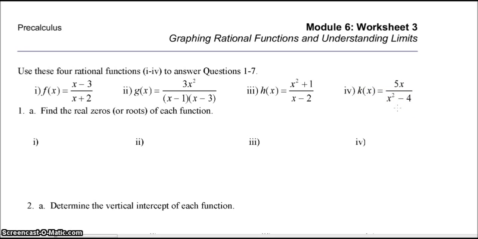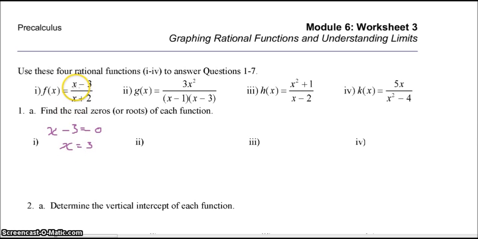The first thing we're asked to do is to find the real zeros or roots of each function. You could do this all sorts of ways. You could graph it on your calculator and calculate the zeros. But I'm just going to note here that for each of these rational functions, the only way that we're going to get 0 for our output is if the numerator is 0. For every one of these, I know that I'm going to have zeros when my numerator is equal to 0.